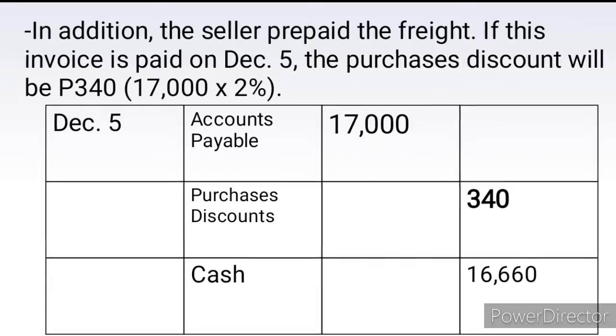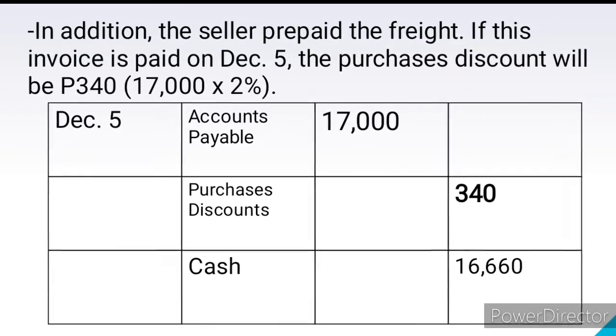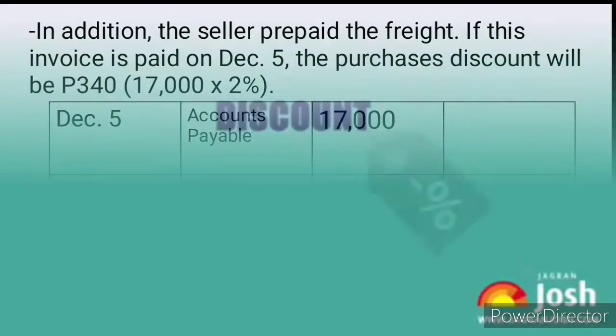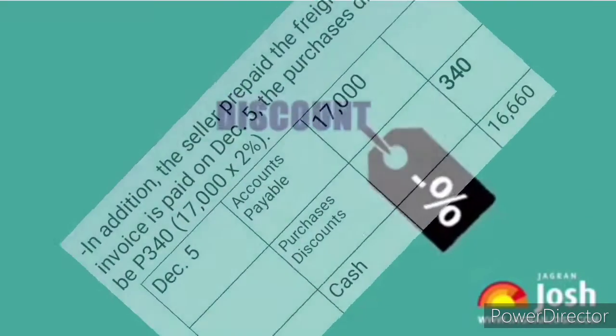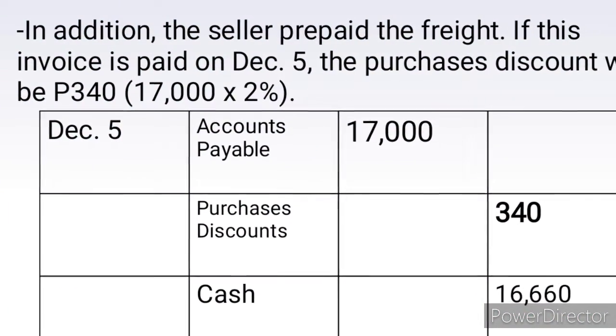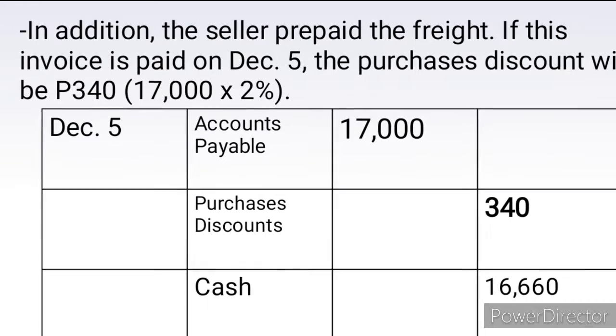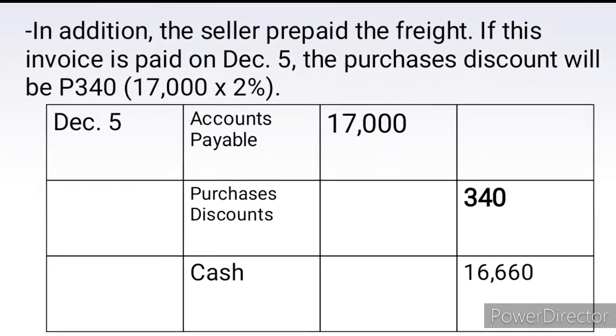From November 25 to December 5, if the borrower is able to pay within 10 days, then he or she would avail the discount of 2%. On the debit side, accounts payable 17,000. Credit side, purchases discounts 340. On the credit side, cash 16,660.